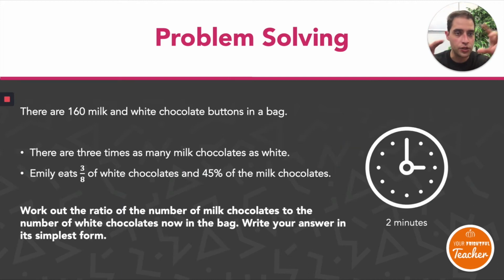So I've just changed the numbers and the values basically within that question, and I want you to try it for yourselves. So there are 160 milk and white chocolate buttons in a bag. There are 3 times as many milk chocolates as white. Emily eats 3/8 of white chocolates and 45% of milk chocolates. Work out the ratio of the number of milk chocolates to the number of white chocolates now in the bag. Write your answer in the simplest form.